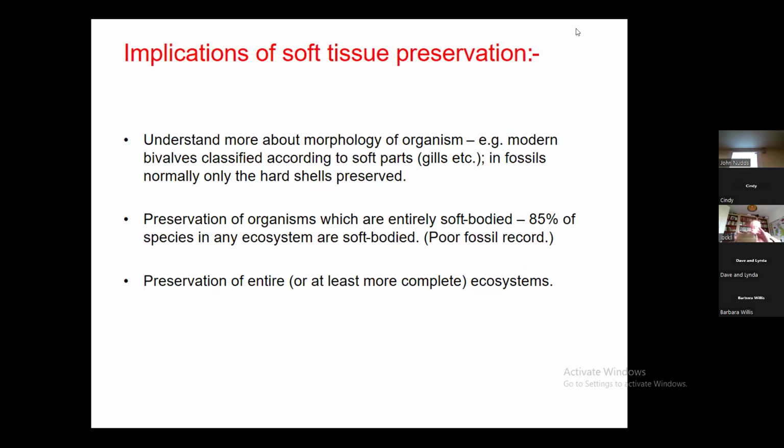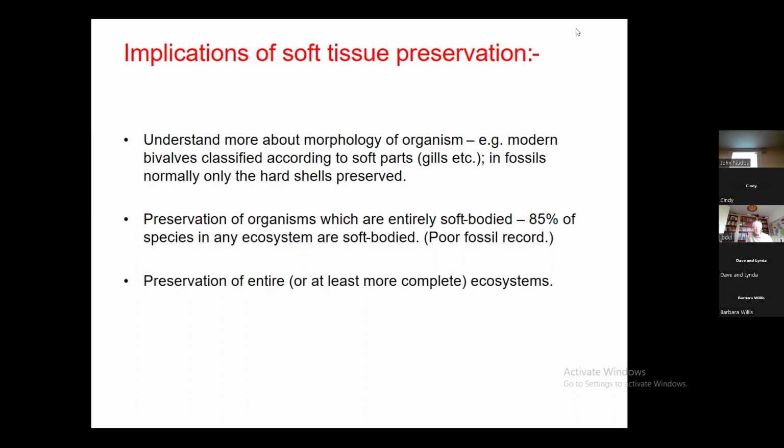So what are the implications of having soft tissue preserved? So first of all, of course, we understand a lot more about the morphology of the organism. Think of modern bivalves, which are classified by zoologists on their gill structure. Well, we normally don't have that as paleontologists. But in these rare instances, if we get soft tissue, we know an awful lot more about the morphology of that organism.